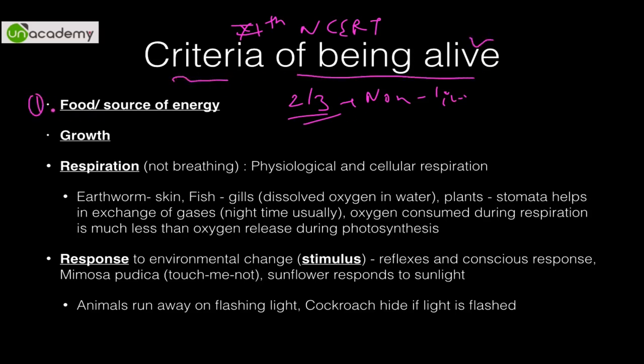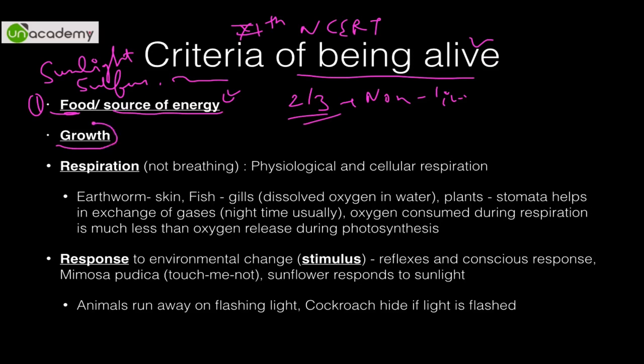So what do you mean by the criteria of being alive? First thing is you need food or a source of energy. So this is a must, otherwise you cannot survive. For some, like archaebacteria, it may be sunlight. For sulfur bacteria, it may be sulfur. For euglena, it may be both autotrophic as well as heterotrophic. For most organisms, it is heterotrophic. For plants, it is autotrophic. So you need to have some source of energy at least.